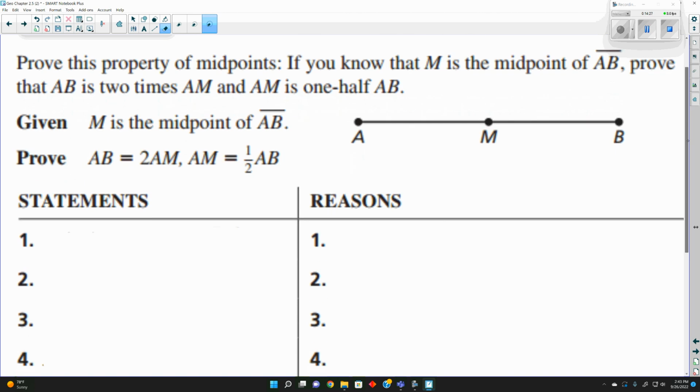Prove this property of midpoints. If you know that M is the midpoint of AB, prove that AB is 2 times AM, and AM is 1/2 of AB. So there's two things we want to prove this time. But before we start any proof, we always start with what? And the given this time is, and that is given.